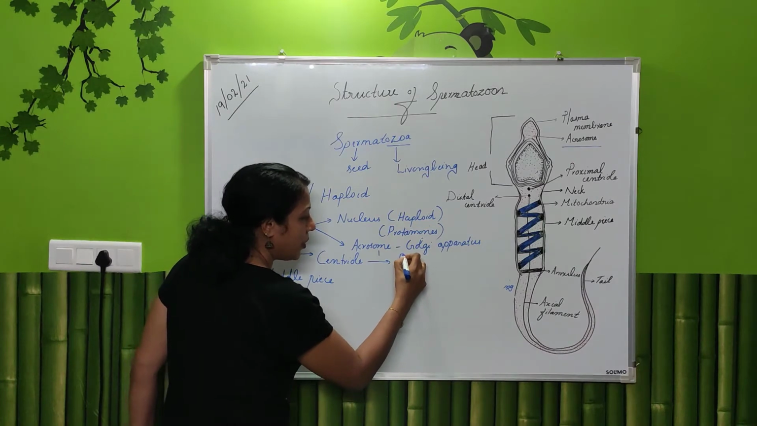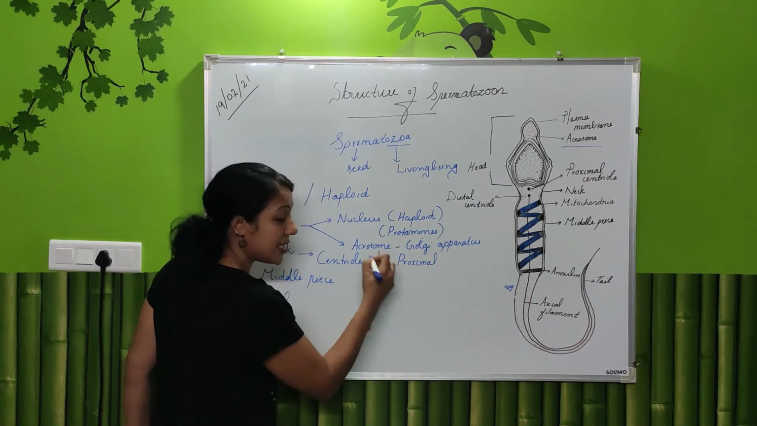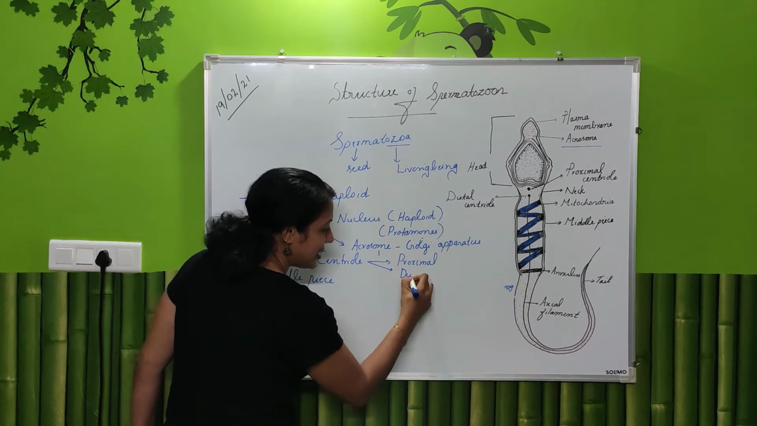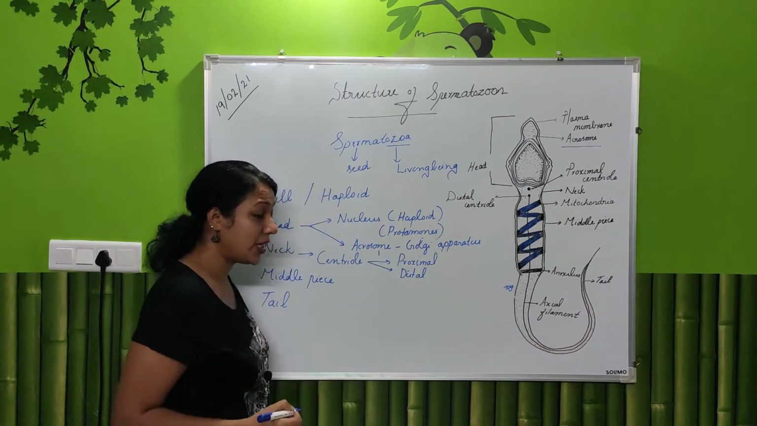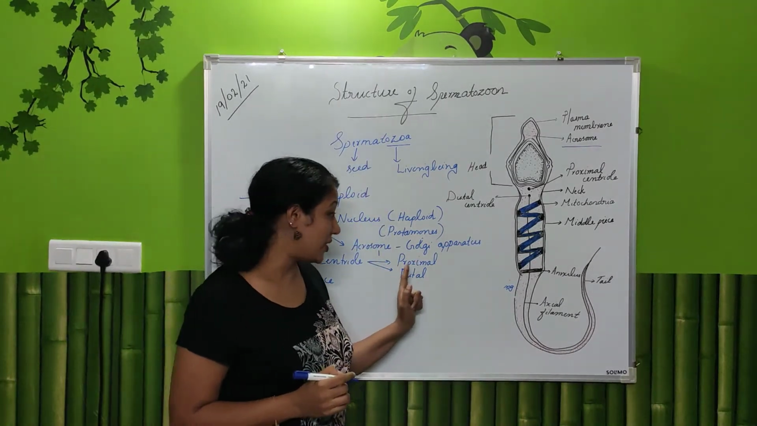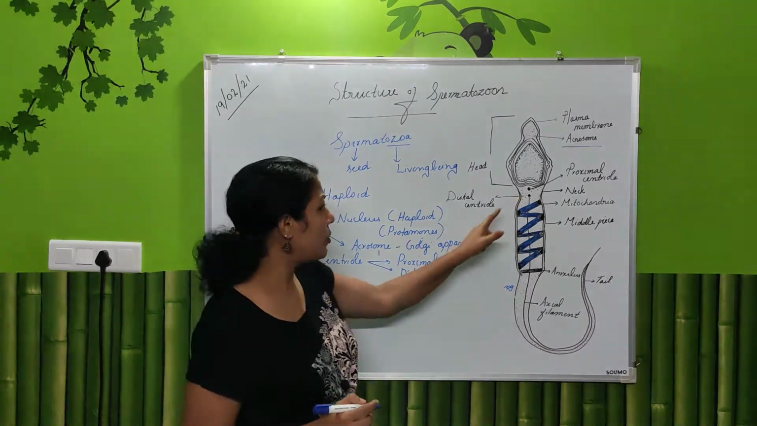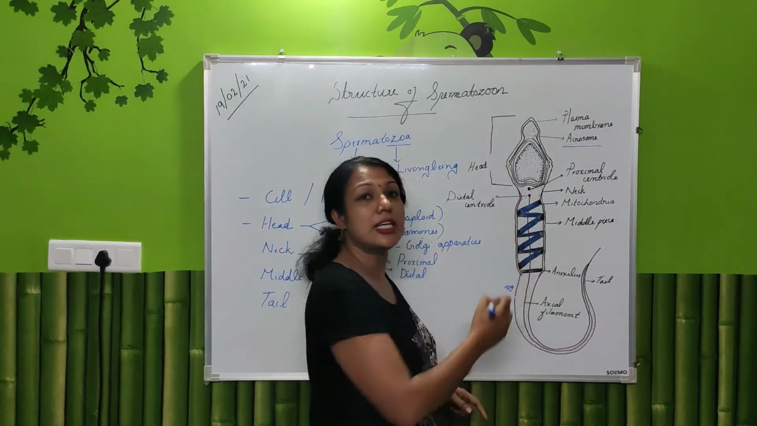One is called the proximal centriole, right? If one is proximal, the next one is easy to remember. The second one is called the distal centriole. Okay. Now for your NEET examination, we will get questions related to the proximal centriole as well as the distal centriole. Okay. Now look here. This is the proximal centriole.